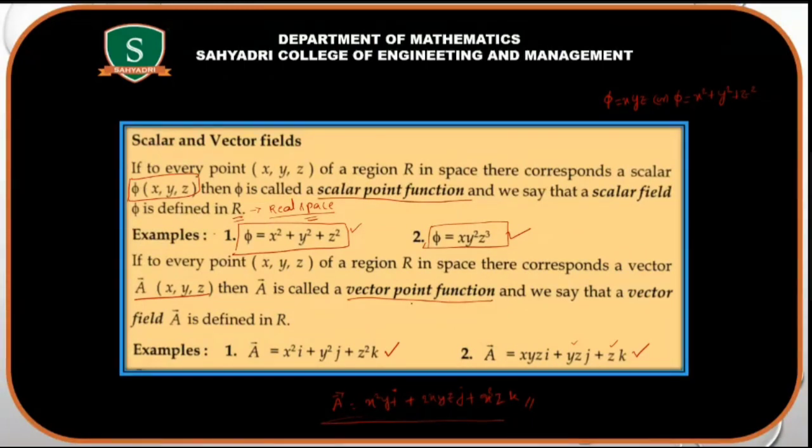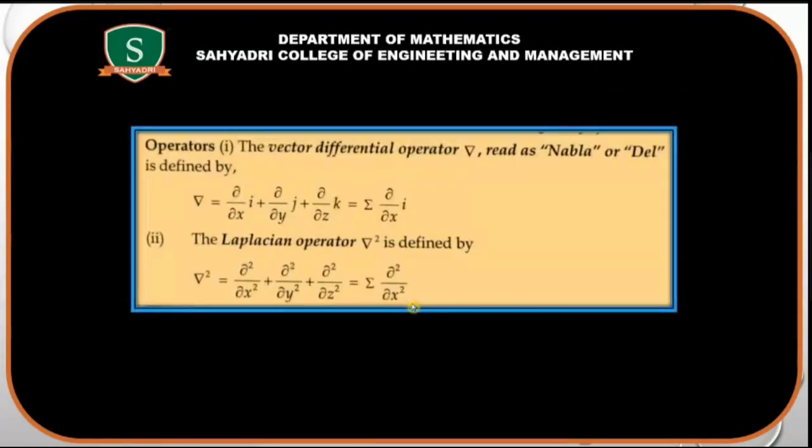Let us see the operators which we are going to use for evaluating vector point functions or scalar point functions. Here we have an operator called the del operator. Using this del operator, we'll evaluate either vector point functions or scalar point functions. Here del is defined as dou by dou x i plus dou by dou y j plus dou by dou z k. This whole sum can also be represented as summation of i dou by dou x. The meaning of this is nothing but this whole sum.